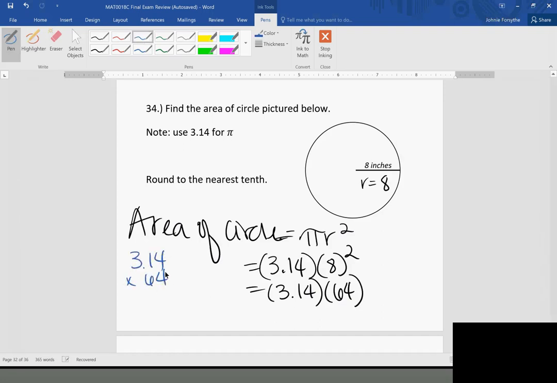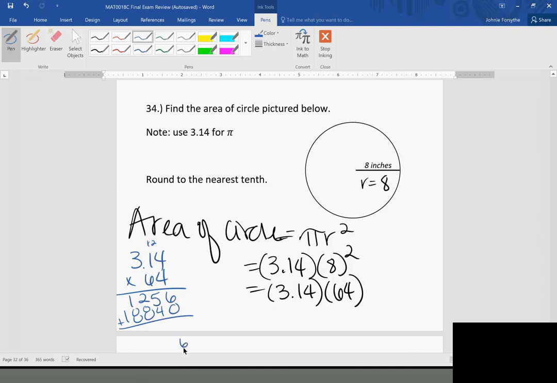3.14 times 64. So 4 times 4 is 16, carry the 1. 4 times 1 is 4, plus 1 is 5. 4 times 3 is 12. Put a 0 placeholder. 6 times 4 is 24, carry the 2. 6 times 1 is 6, plus 2 is 8. And 6 times 3 is 18. Then I'm going to add it up.